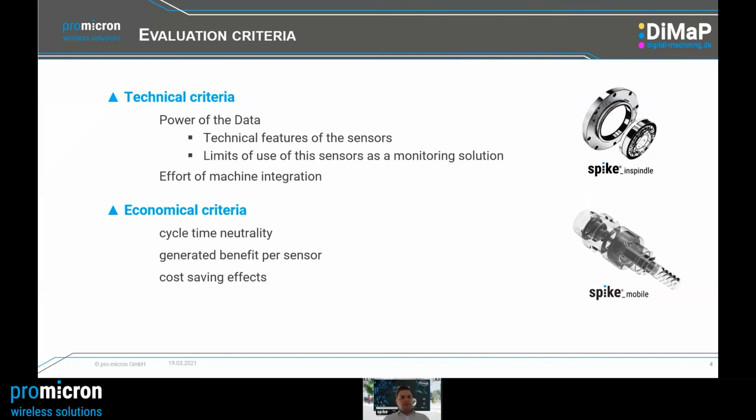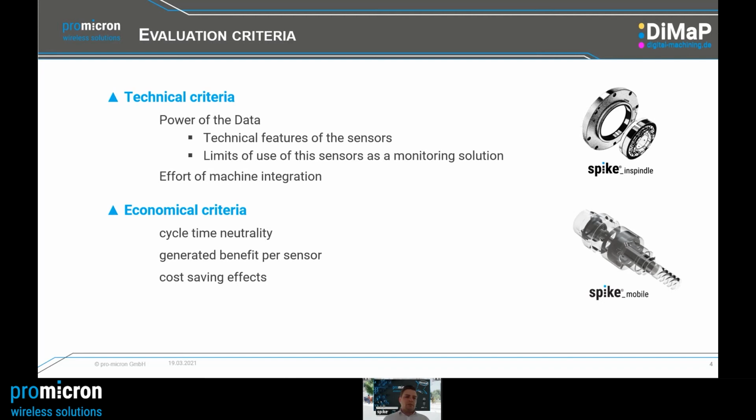We have many systems, but I think we should evaluate these systems by different criteria. We have the technical view, and we have the economical criteria. And these criteria we would like to use later on for the different systems or different approaches to discuss the benefits and the pros and cons.